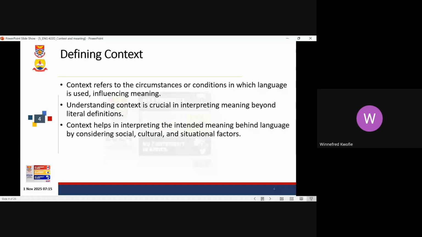For instance, let's use the word trunk. Look at this sentence and then tell me the meaning of trunk as used in the sentence. The tour guide showed us a trunk. What's the meaning of trunk? How do you understand trunk as used in the sentence?